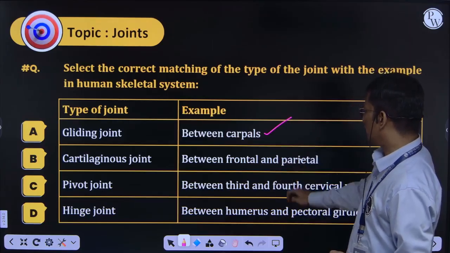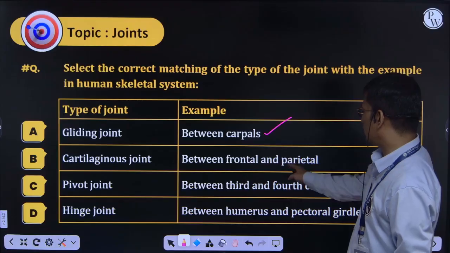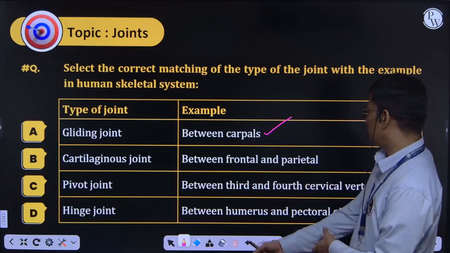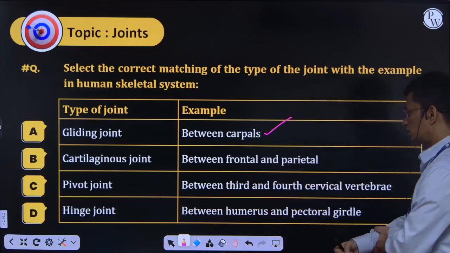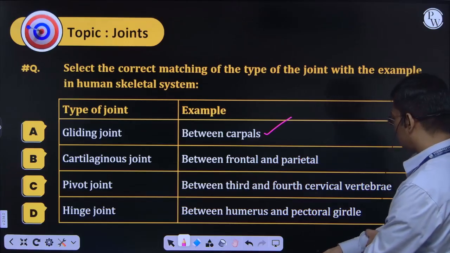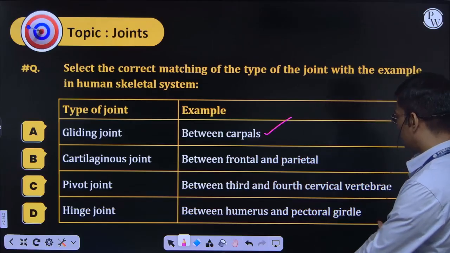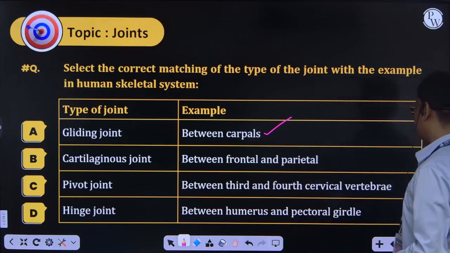Cartilaginous joint is not in the frontal and parietal. Here it is an immovable joint. Pivot joint: radius and ulna, first and second vertebrae. Hinge joint: knee joint. So this is also not correct.